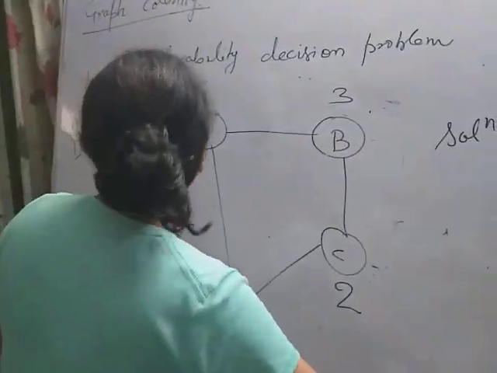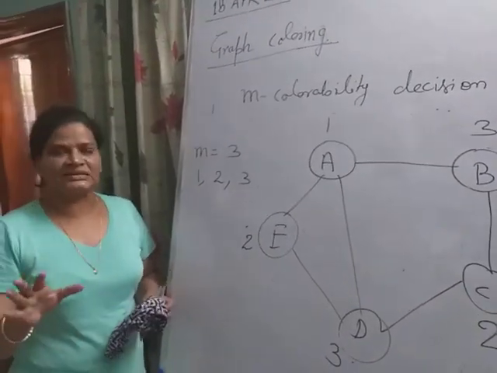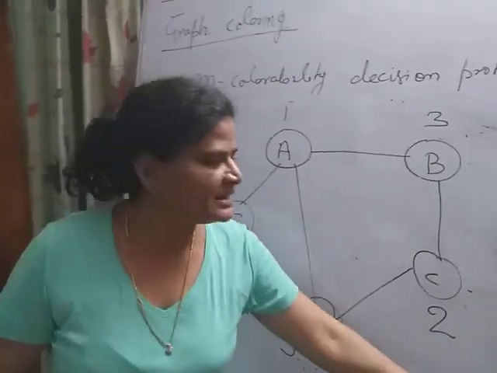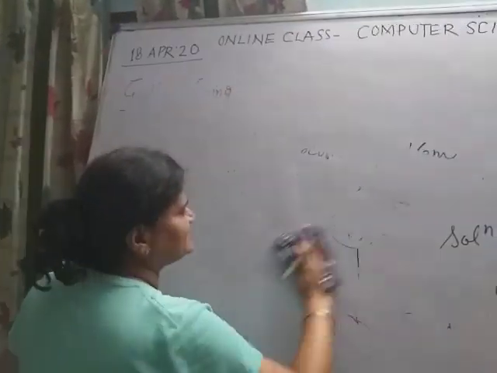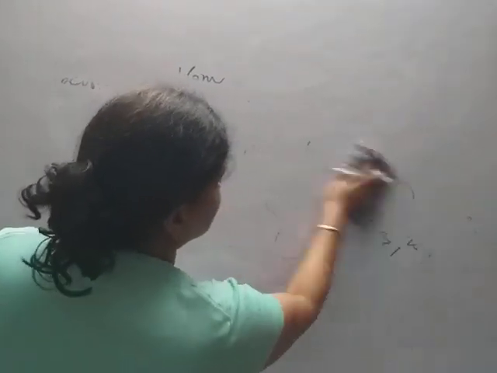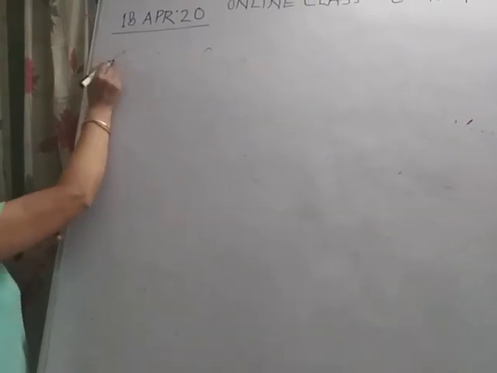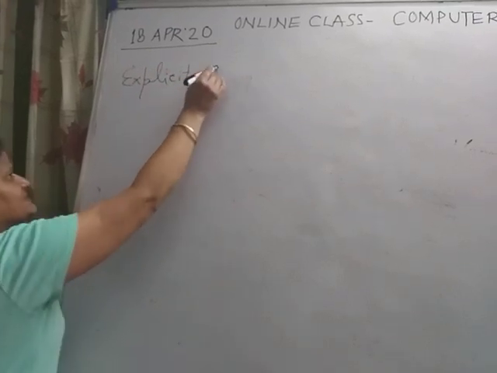Now, as we know, when we solve any problem using backtracking, there are 2 types of constraints: explicit constraints and implicit constraints. For the graph coloring problem, what are the explicit constraints?